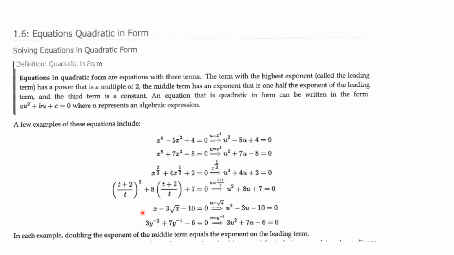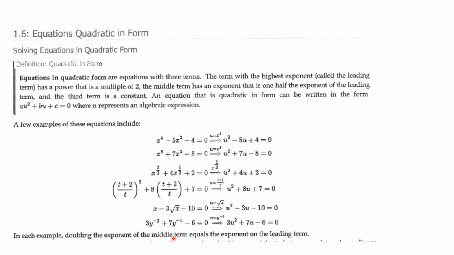Two more examples. If we had x minus 3 times the square root of x minus 10 equals 0, we could let u equal the square root of x, and we would have u squared minus 3u minus 10 equals 0. As a final example, consider 3y to the minus 2 plus 7y to the minus 1 minus 6 equals 0. If we let u equal y to the minus 1, this could be written as 3u squared plus 7u minus 6 equals 0.